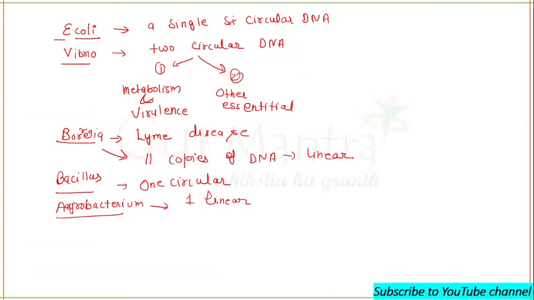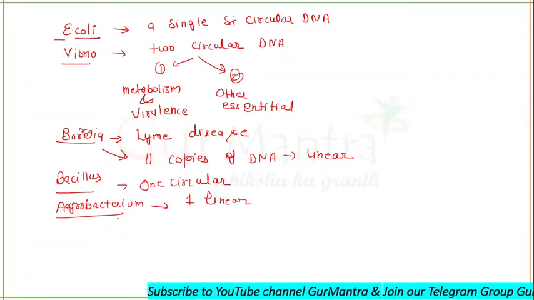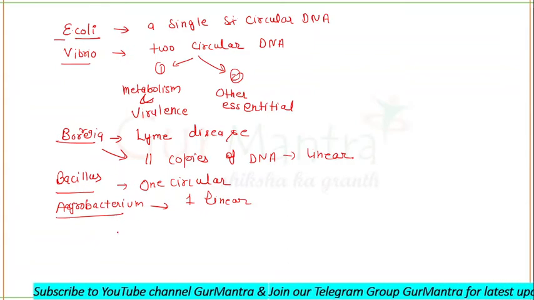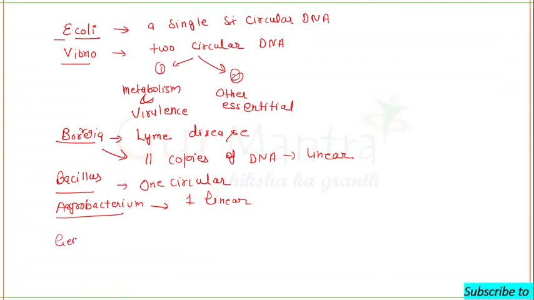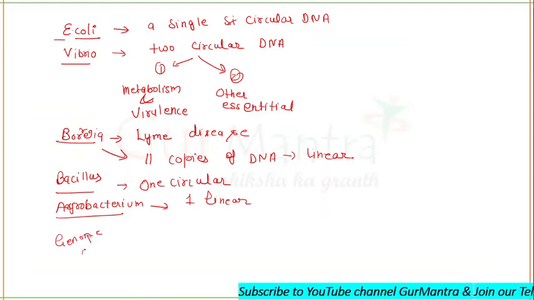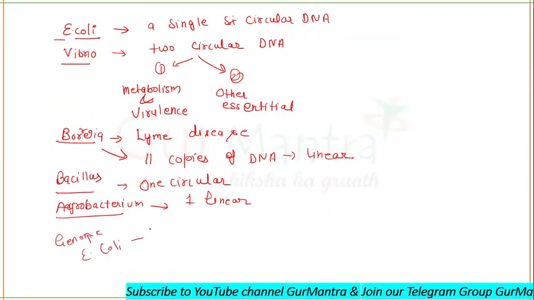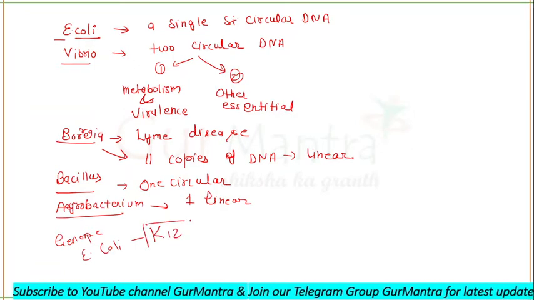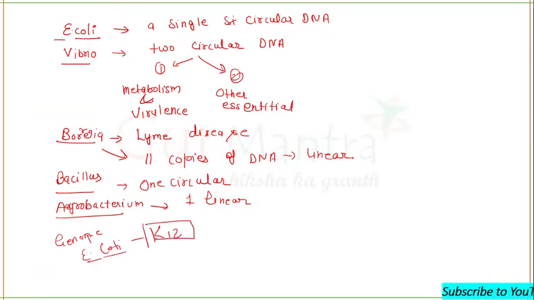Fine. And you know about E. coli for sure. E. coli has how many? One circular. The genome of E. coli is known as K12. Okay, the genome of E. coli is known as K12. Remember this thing. The genome of E. coli is known as K12.